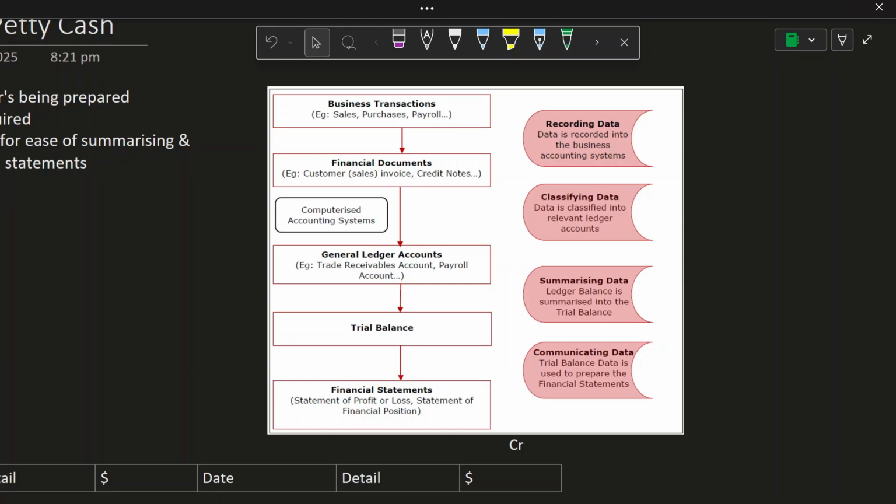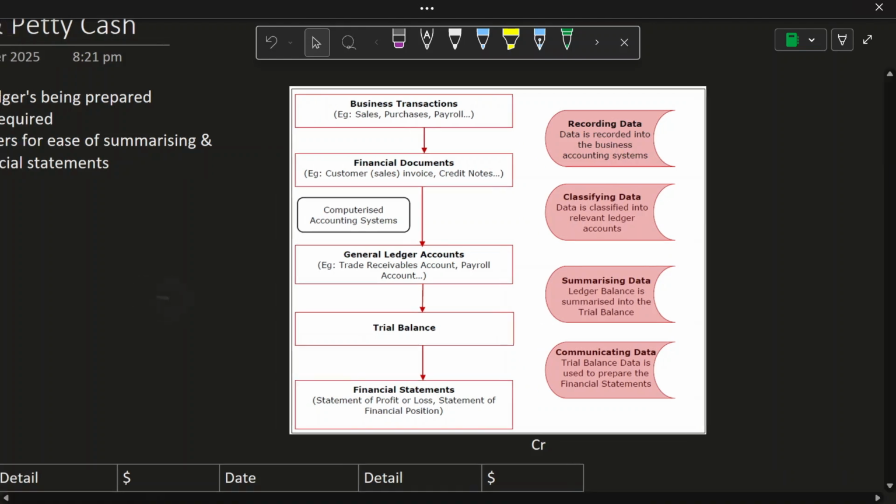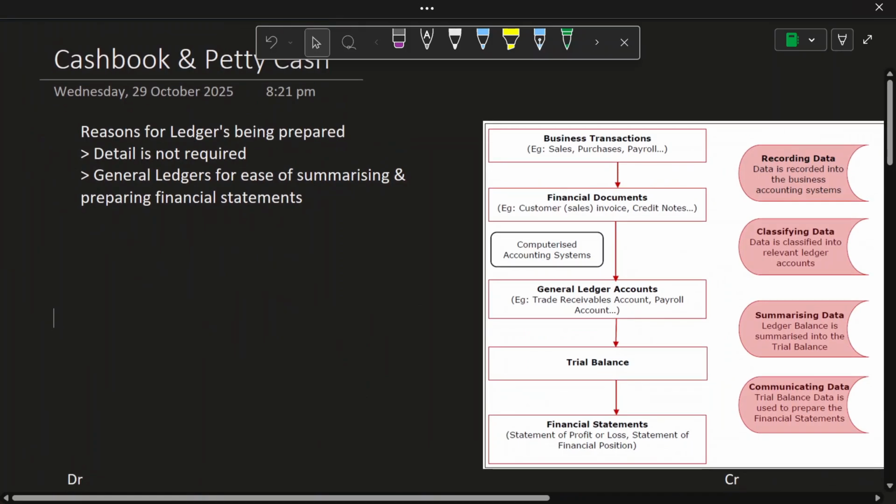Now, when a business transaction occurs, we issue a financial document to record the data, and then to classify the data, we prepare general ledgers, and then we summarize that information into a trial balance, and then communicate the data into financial statements. Today we'll be talking about classifying data, since our primary focus is general ledgers and the cash book. Now, when we classify data, we prepare the general ledgers because a lot of detail is not required, which would be recorded in our financial documents. And the general ledger is for the ease of summarizing and preparing financial statements.